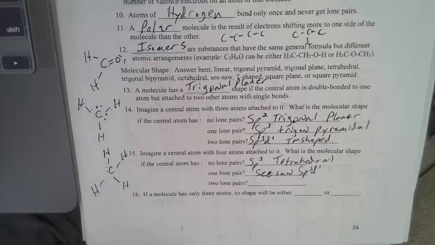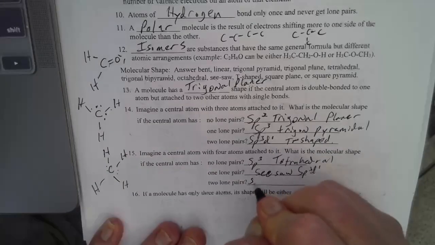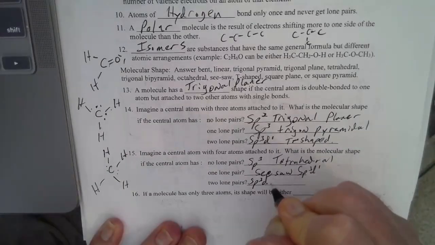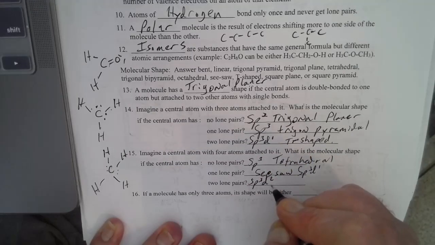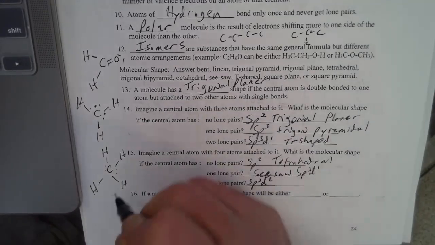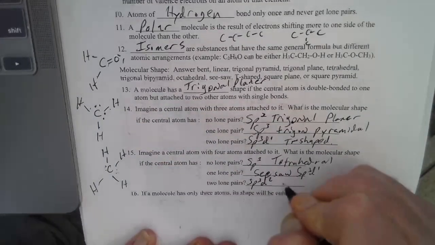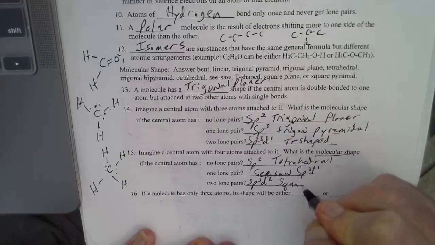2 lone pairs. Again, sp3d2. And the arrangement would be octahedral, or what we call square bipyramidal. In this case, since we have these 2 electrons here, that's going to end up being square planar for the shape of the molecule, though. Square planar.